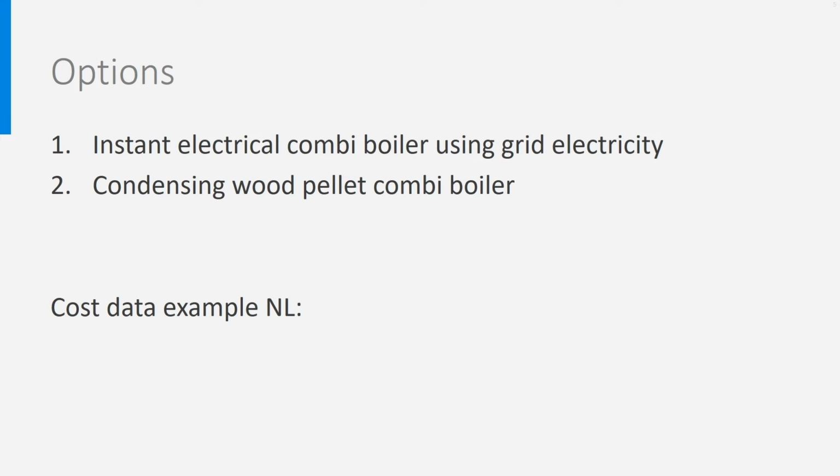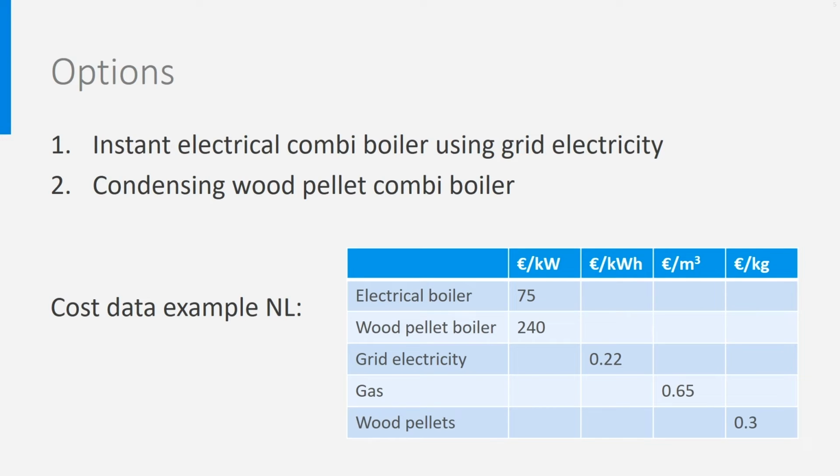Let's imagine that we want to compare the two following options. The use of a tankless electrical combi boiler connected to the Dutch electricity grid, and the use of a condensing wood pellet combi boiler. The price of boilers in the Netherlands is around €75 per kilowatt for an electrical boiler and 240 for a wood pellet boiler. Next to that, we pay 22 cents per kilowatt hour to the energy company for our electricity, and wood pellets cost 30 cents per kilogram.